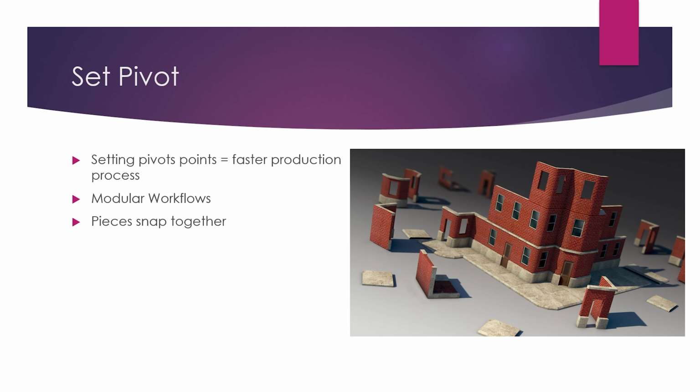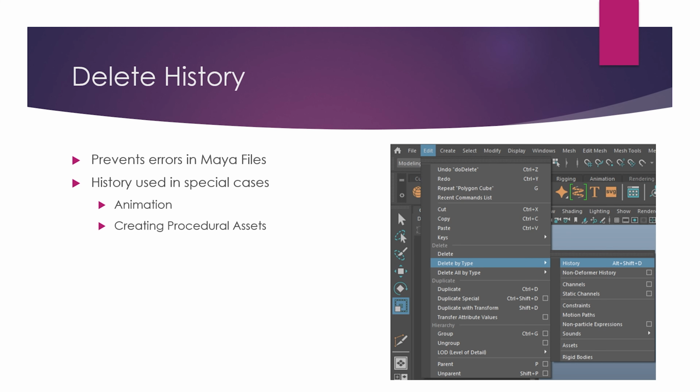And finally, we have delete history. Maya likes to save all actions made within it whilst keeping a history that you can go back to. It's like instead of having to spam undo repeatedly, instead you can just go back to the history and use that and go back to that point.